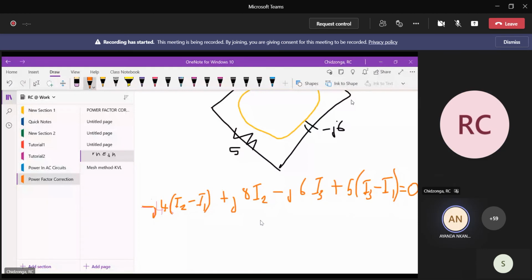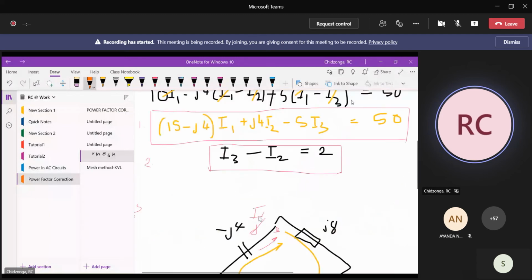Let's say I3 is in opposite with the super mesh. I'm not too sure I understand you.